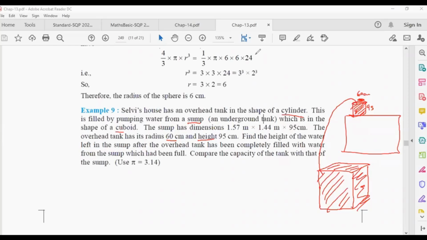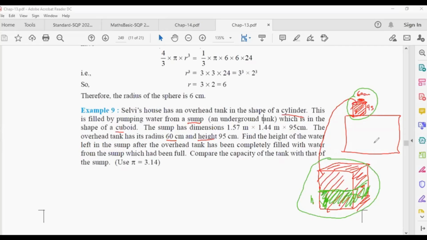I shall take some other color. After filling the cylinder with water, suppose the water level comes only up to this much. So you want to find the height up to which the water level remains. That's the question. The dimensions of the cuboid are also given. So what is the concept here? The volume of this cylinder you subtract from the volume of this cuboid. So the remaining will be the volume of the remaining water.